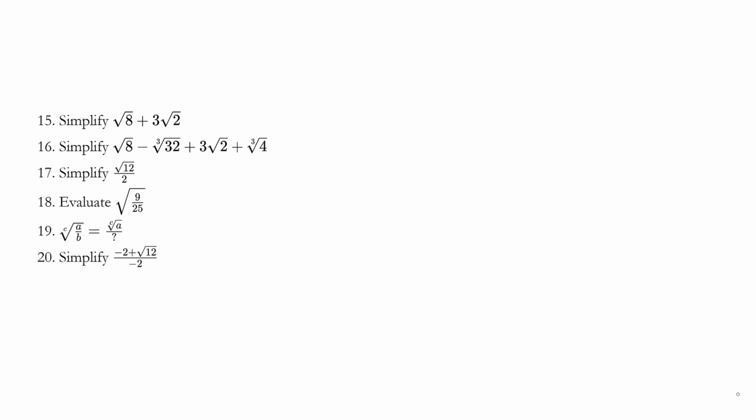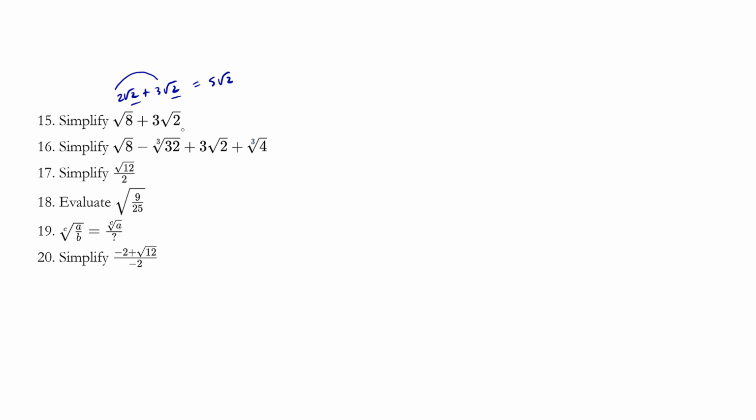Let's try question number 15. We have root 8, and it's a good idea to convert this to mixed radical, which is 2 root 2 plus 3 root 2. We have the common root 2 parts, so we're simply going to add the coefficients. 2 plus 3 is 5, so the answer is 5 root 2. You could think of this as 2x plus 3x, and the answer is 5x.